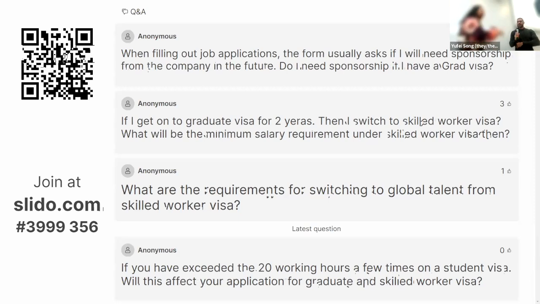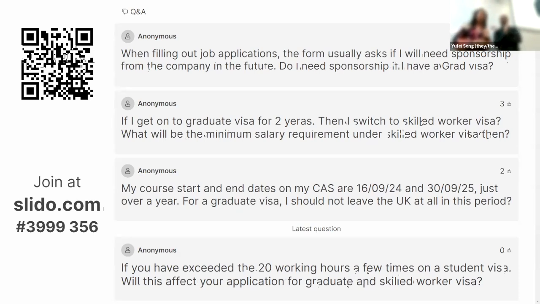Okay, yeah. So let me have one quick read of it. When filling out a job application, the form usually asks if I would need a sponsorship. So if you're on a temporary visa, in order to switch to the skilled worker visa category, then yes, you would require sponsorship. So if the employer asks in the form, do you require sponsorship?